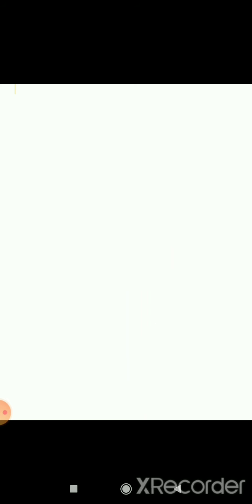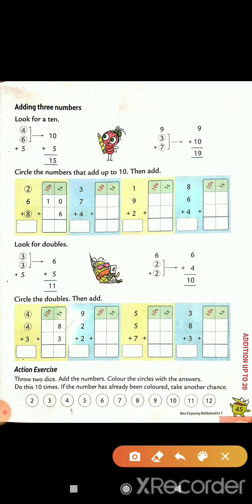Now let us do some sums. Circle the doubles, then add. Students, first 4, 4, 3. You have to circle the doubles, that is 4. What is the double of 4? 8. And you have to add 3 to 8. So what comes after 8? 9, 10 and 11. So what is the answer here? 11. So here also you will write 11.